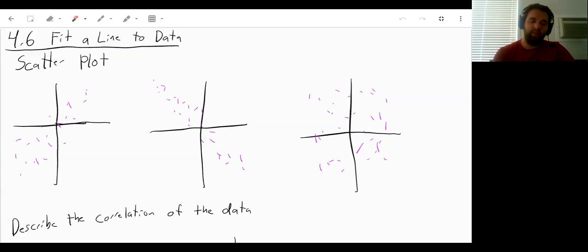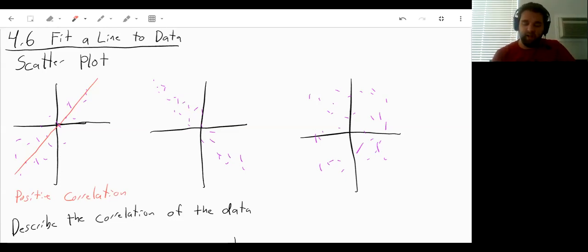For example, in this far left scatter plot, the data is all generally going upwards from left to right. What this is called in the math world is a positive correlation. In other words, as your x value increases, your y value increases.